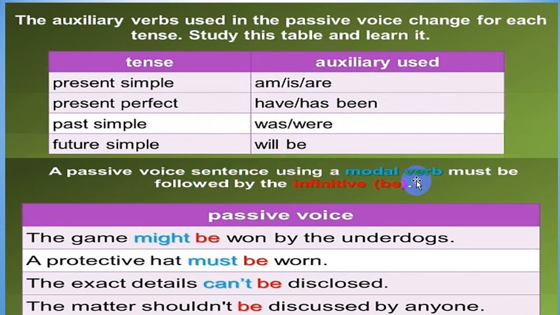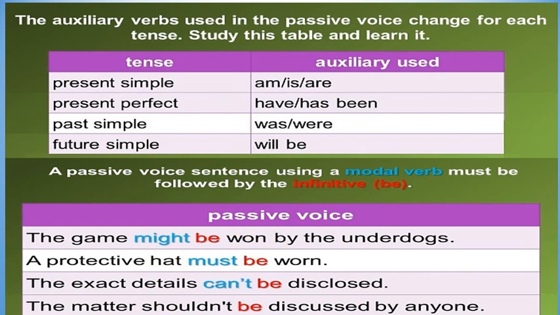Passive voice sentence using a modal verb must be followed by infinitive be. أيضا هاي بدنا هالملاحظة إنه من يجيني الauxiliary verb جملة الباسيف لازم أخلي بعد be وبعد past participle. The game might be won by the underdogs. The underdogs هو the name of a team. A protective hat must be worn. The exact details can't be disclosed. The matter shouldn't be discussed by anyone.